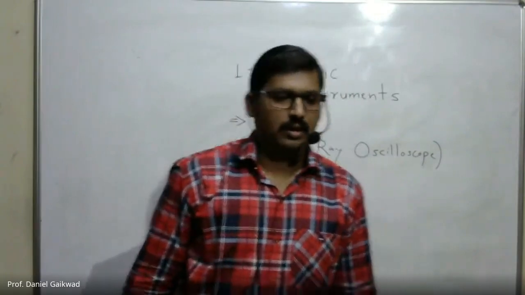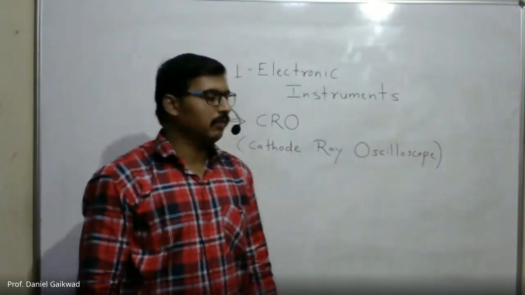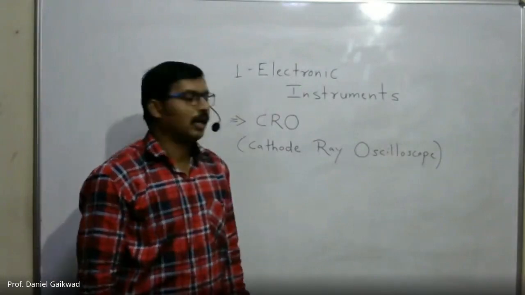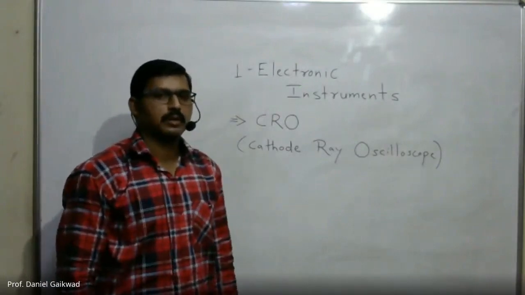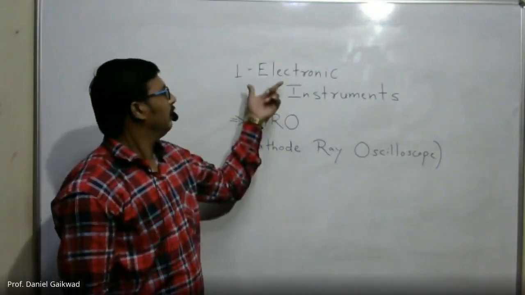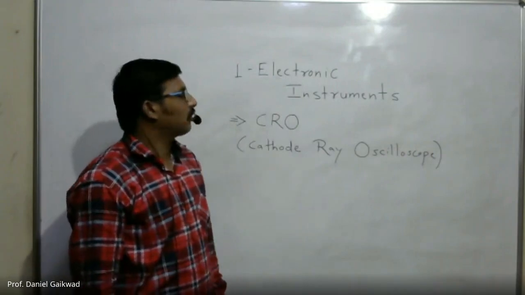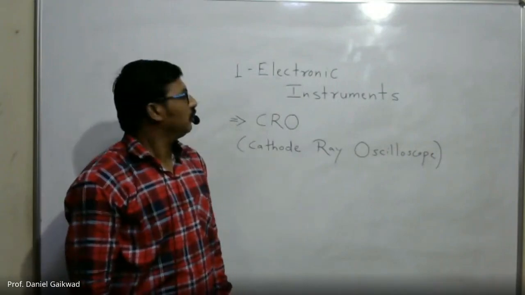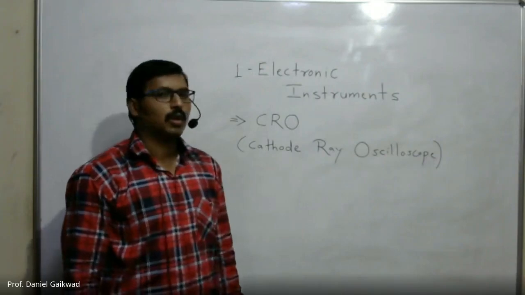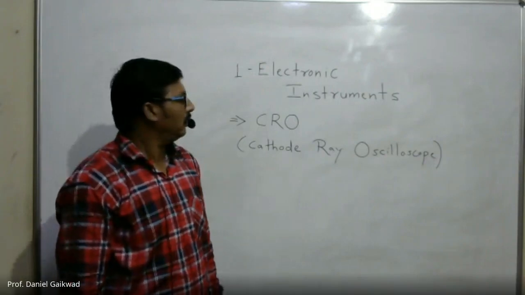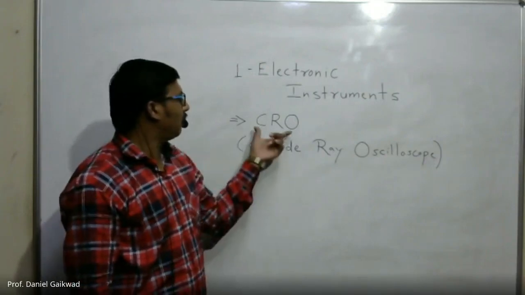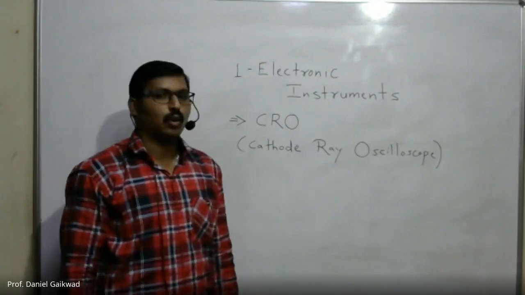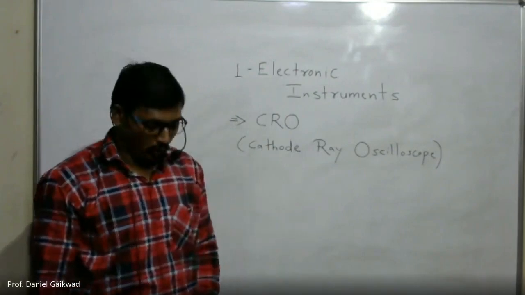Hello friends. Once again, we begin with the syllabus of electronics, paper number one, in which we begin with the chapter of electronic instruments, that is the first chapter from paper one. And in that we have the topic of the CRO, cathode ray oscilloscope.